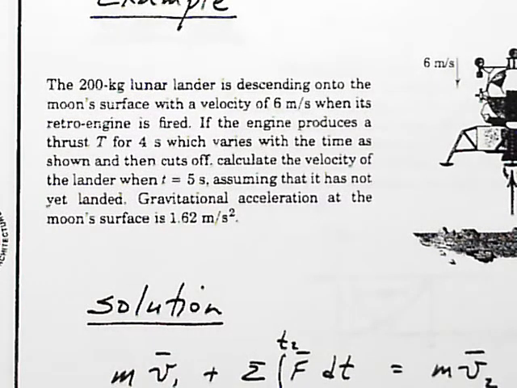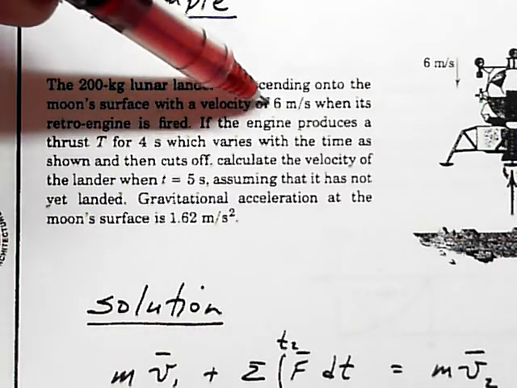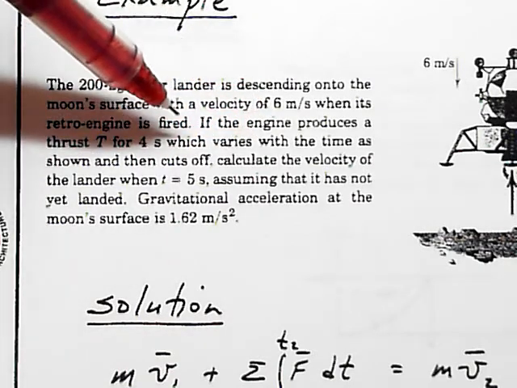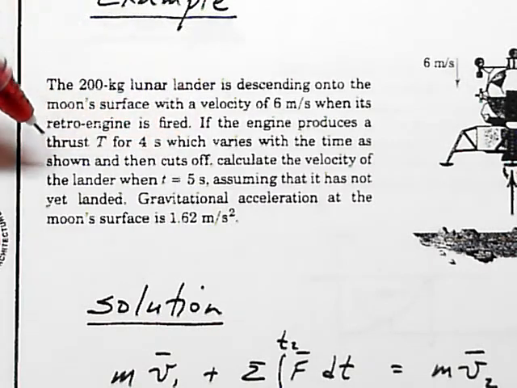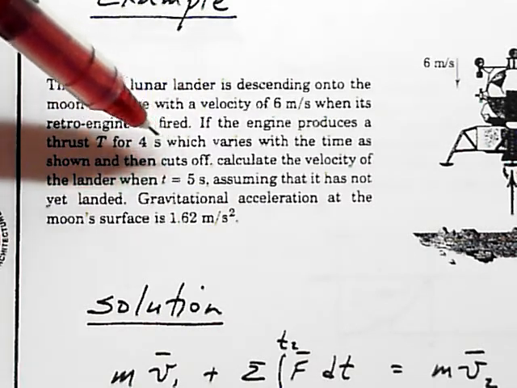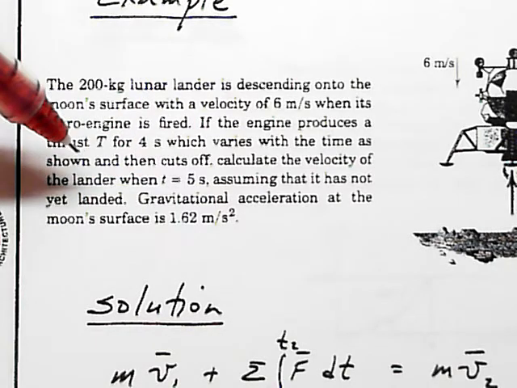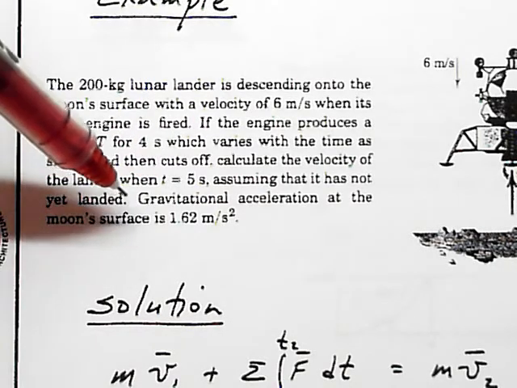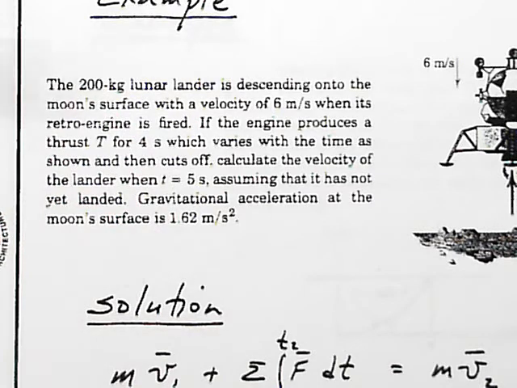If I can go any further, that's as far as I can zoom right now. So it says our 200 kilogram lunar lander descends into the moon's surface with a velocity of 6 meters per second when the retro engine is fired. If the engine produces a thrust for 4 seconds, which varies with time as shown, and then shuts off, calculate the velocity of the lander when t equals 5 seconds. Assume that it's not yet landed or hit the ground. Gravitational acceleration at the moon's surface is a pretty weak value of 1.62 meters per second squared.